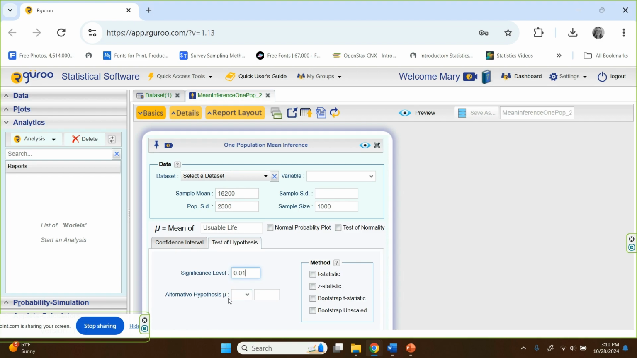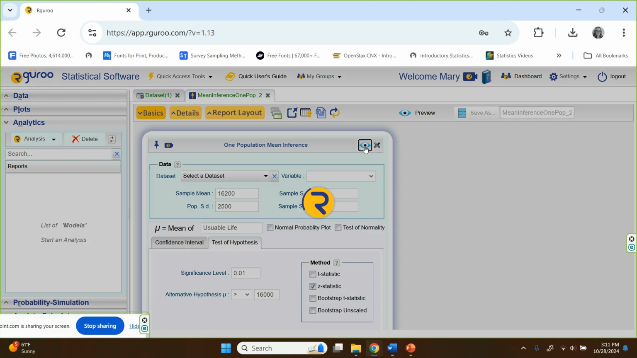Our alternative hypothesis was that the mean was greater than, and then here is where we put in that population mean, 16,000. So we're going to test and see if this has significantly increased. Now, in addition, we have to tell it the method to use. Since the population standard deviation was provided and we have a really large sample here, it seems like a great situation for using the Z statistic so that we can test this out.